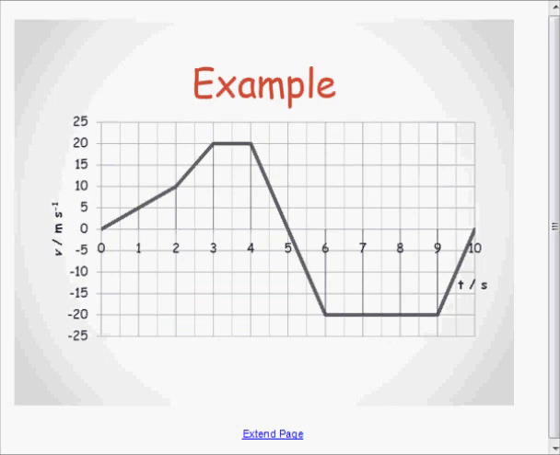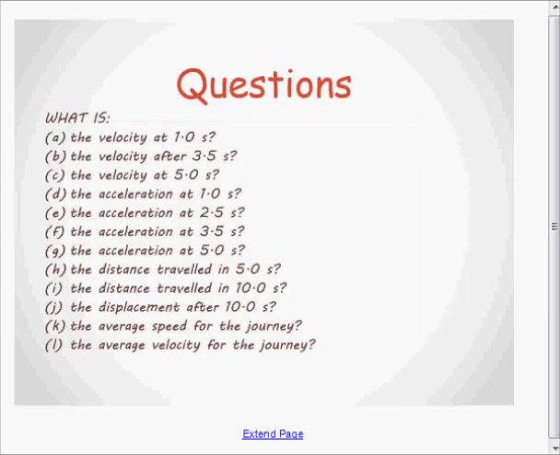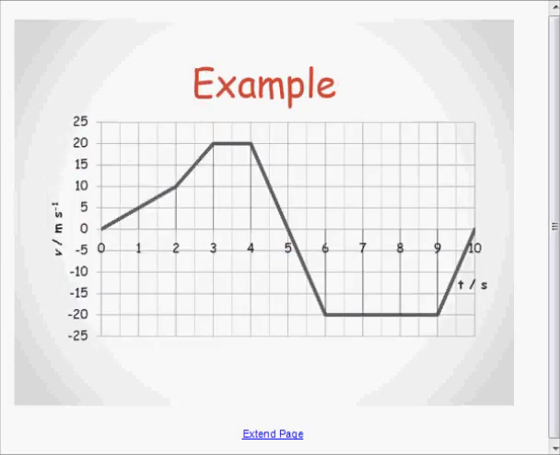So looking at this example here, we'll just quickly go through it. What's the velocity at 1, 3.5, and 5? So at 1, what's the velocity? It's 5. Just read it off there. At 3.5, 20. And at 5, 0.